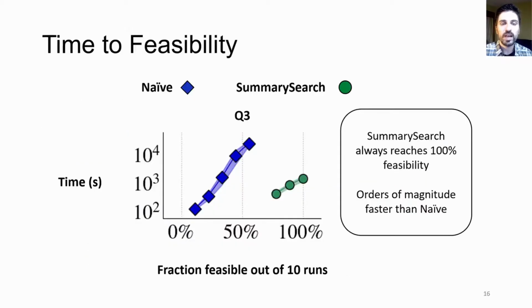Here we show again the time to reach feasibility. As you can see, summary search starts immediately with high feasibility rate. It reaches 100% feasibility and very fast, orders of magnitude faster than what naive takes to just reach 60% feasibility. In the paper we show similar trends for all the other 22 feasible queries.